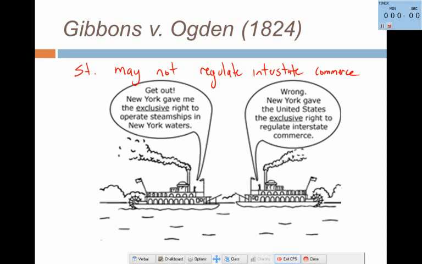States may not regulate interstate commerce. So, what is interstate commerce, folks? What is commerce first? Trade. Trade is commerce. Commerce is trade. So what is interstate commerce? Trade between the states. The phrase interstate commerce means trade between the states. Interstate just means between states. Okay? So they may not regulate interstate commerce.